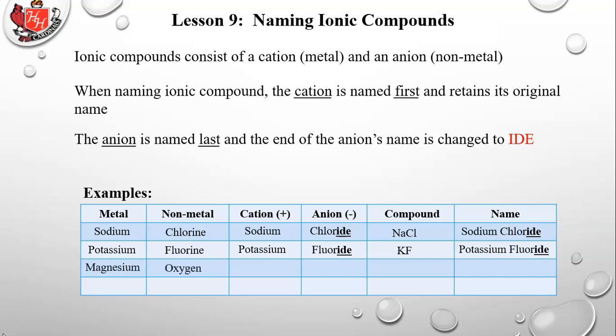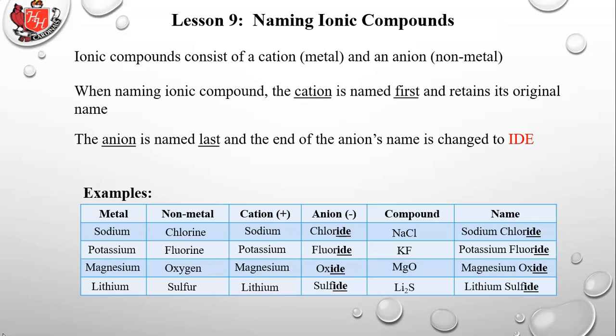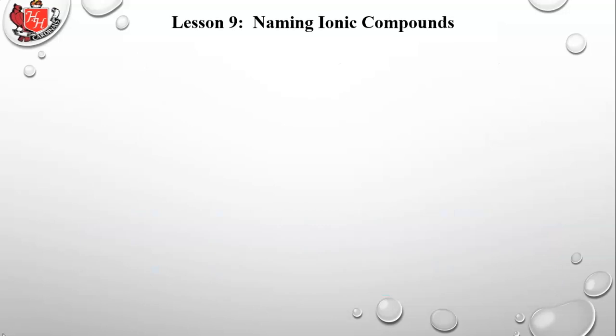Magnesium and oxygen. So magnesium retains its name, oxygen becomes oxide, it's MgO, magnesium oxide. And finally lithium, sulfur. Lithium retains its name, sulfur becomes sulfide, it's lithium sulfide. So naming ionic compounds is relatively simple.